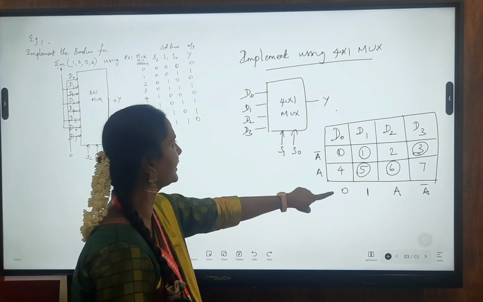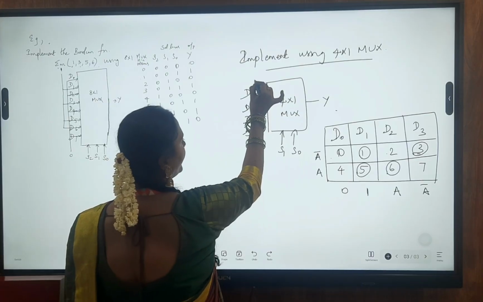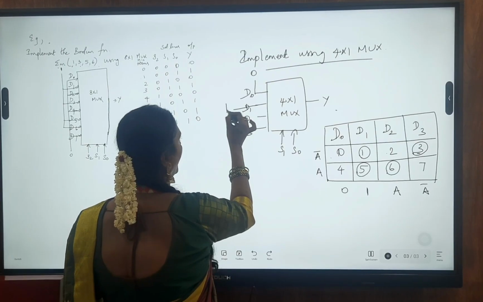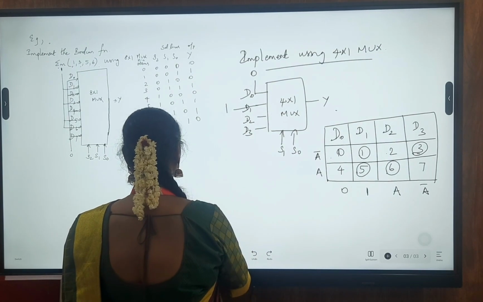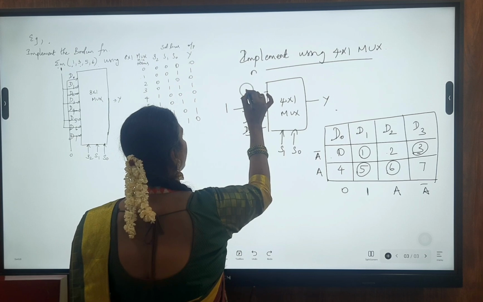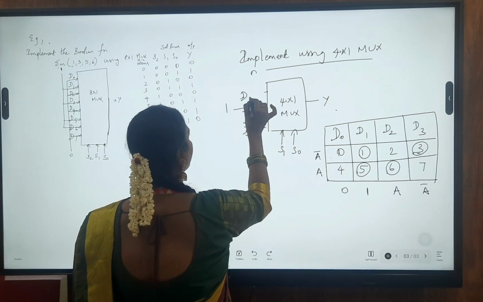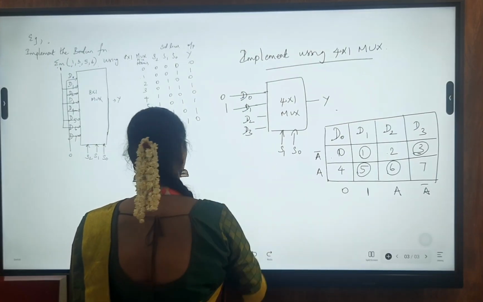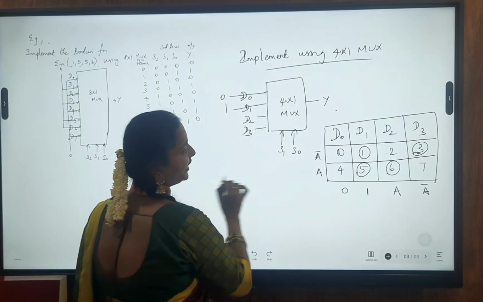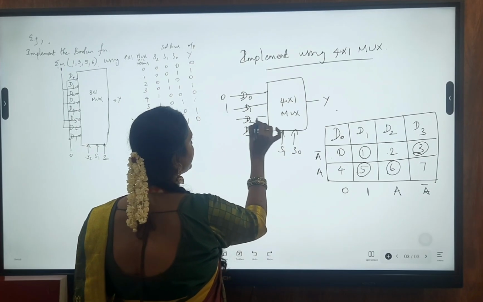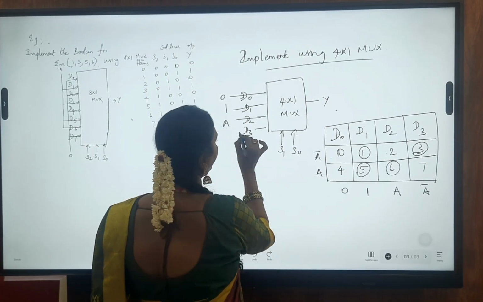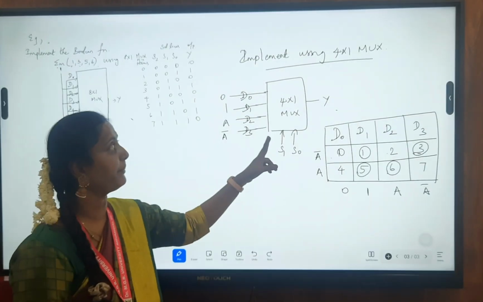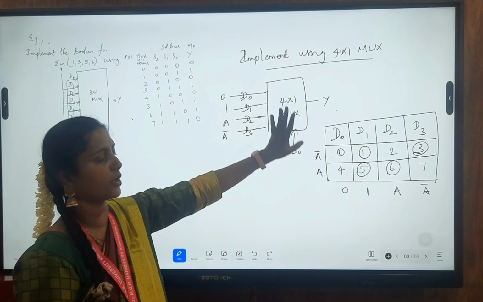So this is our combination. See here, for D0 it is 0. What is our D0? D0 you have to give as 0. D1 it is 1. So D0 is 0 and D1 is 1. And what is D2? D2 is A. And what is our D3? D3 is A bar. So in this way you can implement using a 4x1 multiplexer.